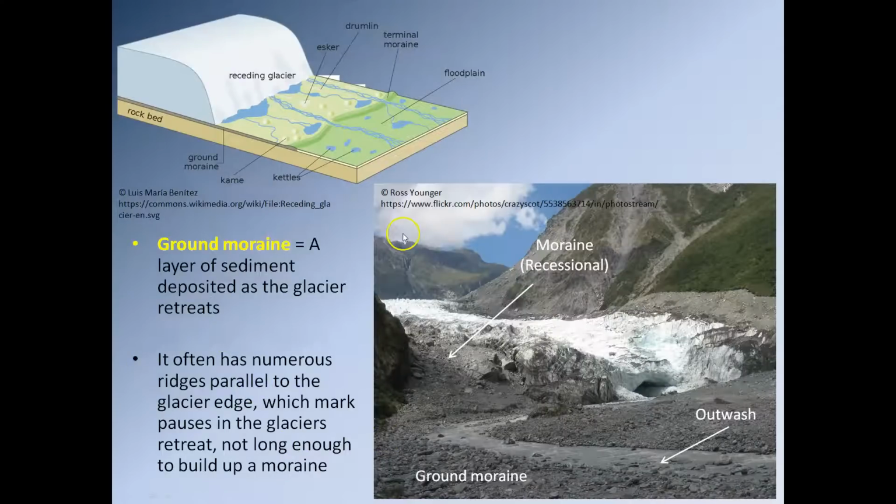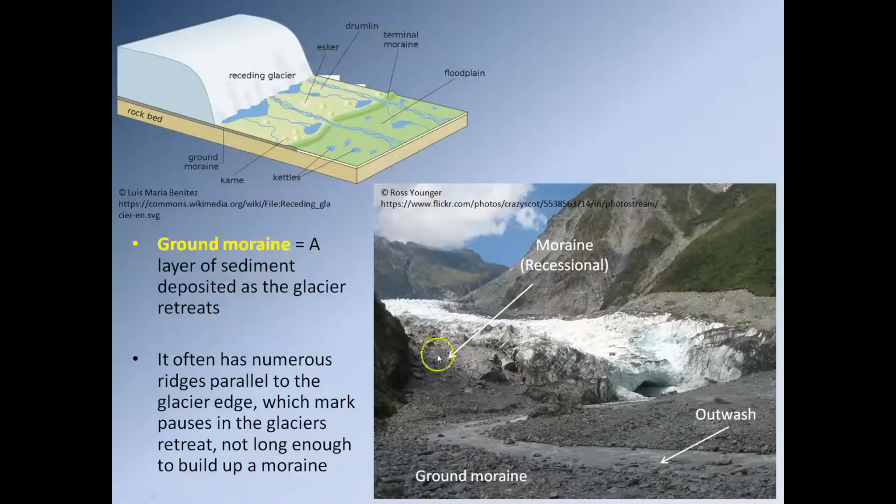So the final type of moraine is a ground moraine. The ground moraine is formed as the glacier retreats. Both the terminal moraine and a recessional moraine require the glacier to stay still for a period of time, so sediment can build up and form the moraine. A ground moraine, on the other hand, is formed as the glacier is retreating. So as the glacier retreats, it just simply drops sediment as it goes. And this layer of sediment that drops as it goes is referred to as the ground moraine.